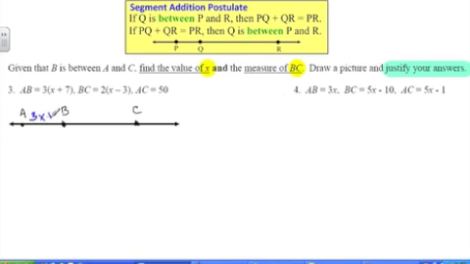3x plus 21. I just distributed that. 3 times x, 3 times 7. From B to C, I'm going to distribute this, is 2x minus 2 times negative 3 is 6. Now the entire distance, it says, from A to C is 50. So to show that, I usually do something like this.